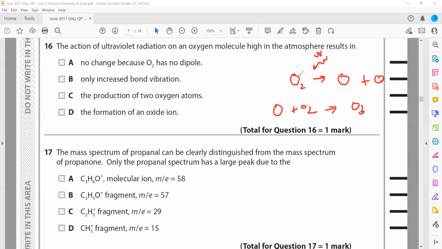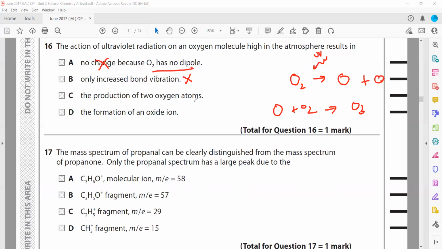There's a dative bond. Ultraviolet radiation is used to produce free radicals, or used to break the bond. So "no change, because O2 has no dipole": that is true, it does not have a dipole, but there is a change. That's why this is wrong. "Only increase the bond vibration": it does not only increase the bond vibration, actually it breaks the bond.